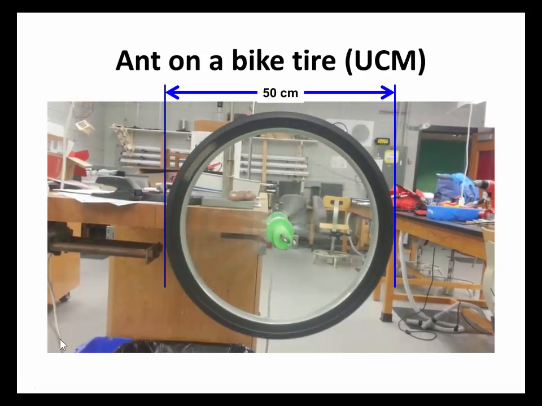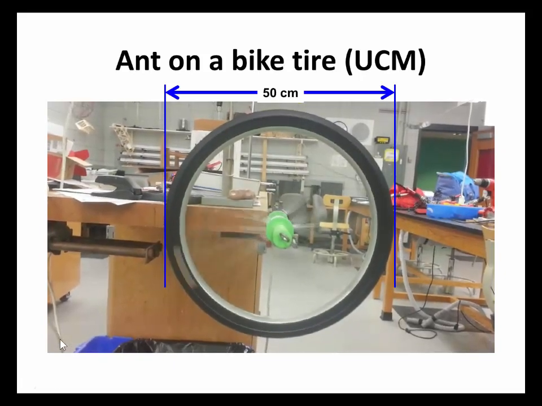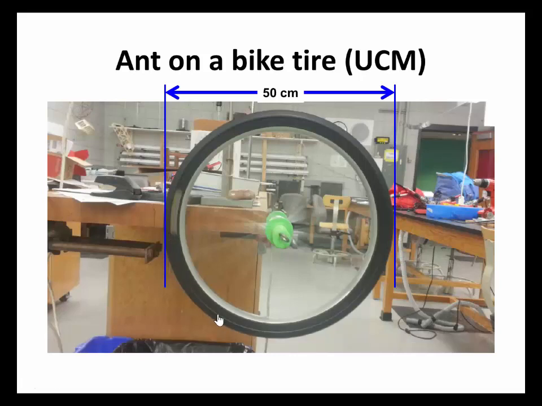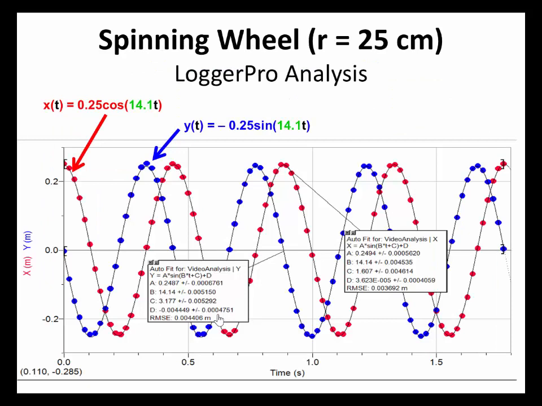And as you can see, we're going on at quite a nice clip here. What I did is I stuck a label on the wheel so I could track it using Logger Pro. So here's our Logger Pro data. And as you can see, it looks like a pair of sinusoidal functions.